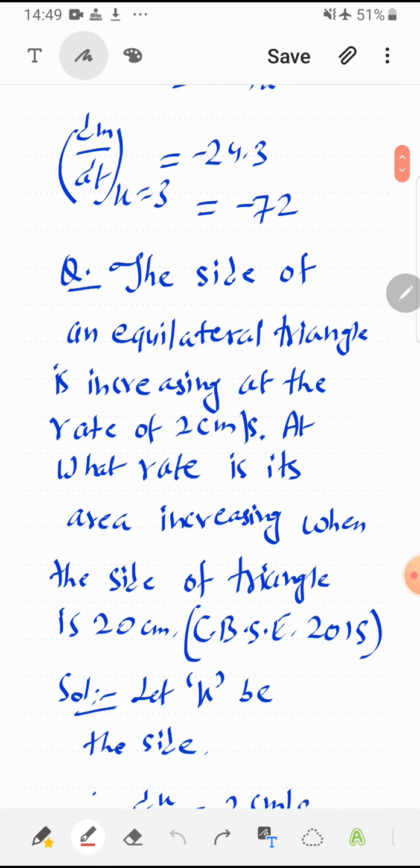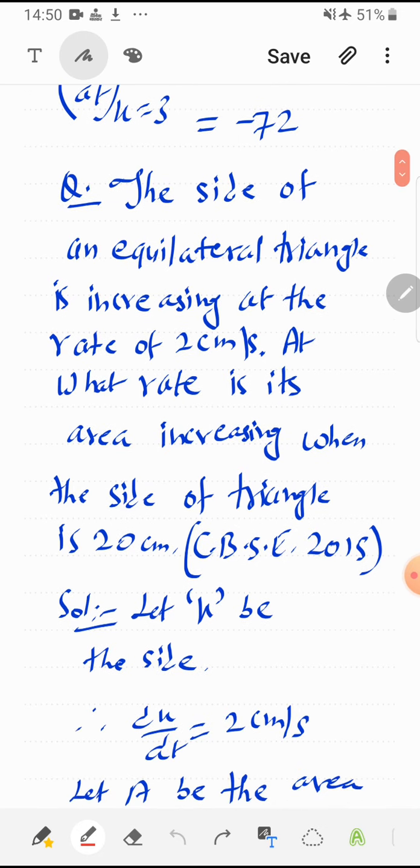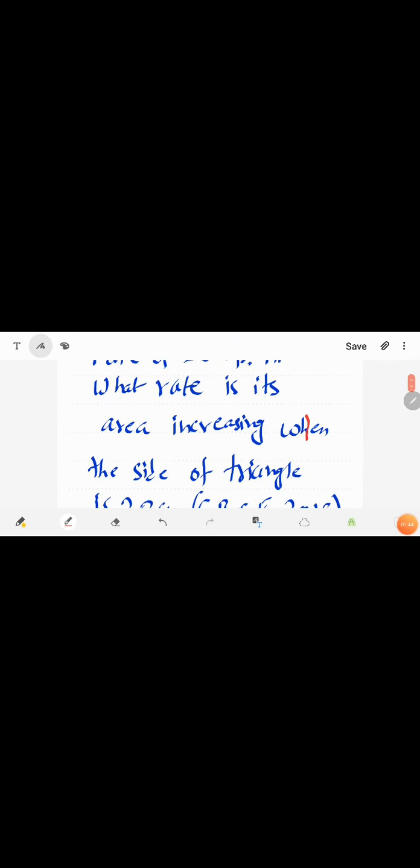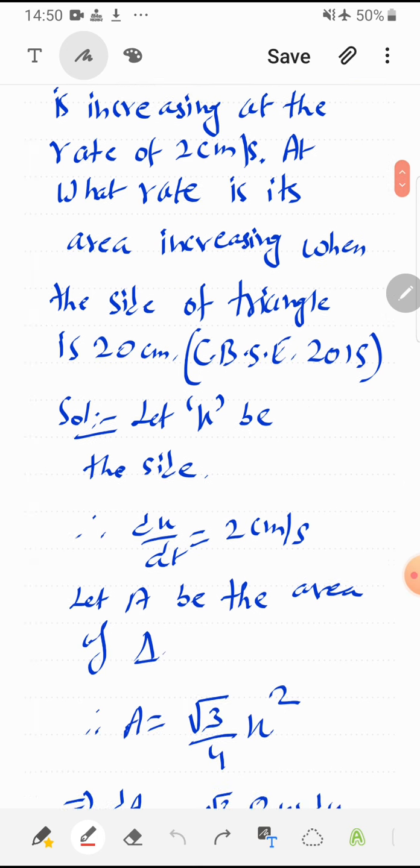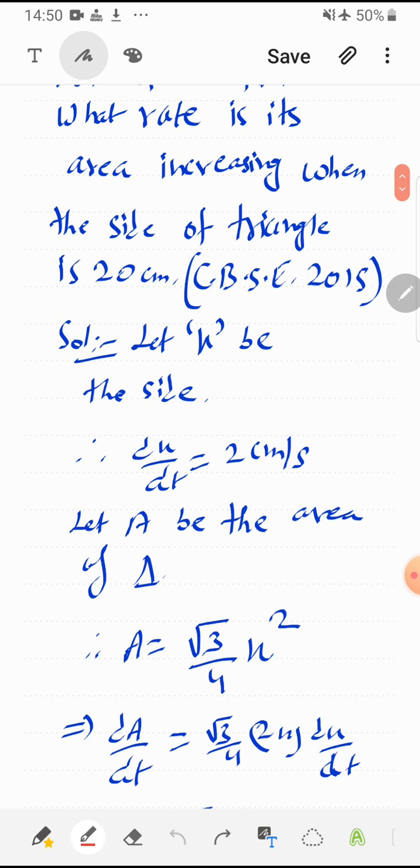Next question, again asked in the 2015 board examination. The question is this: the side of an equilateral triangle is increasing at the rate of 2 centimeter per second. At what rate is its area increasing when the side of the triangle is 20 centimeter? Now first of all, let us give a symbol to the side. Let x be the side of the equilateral triangle, so that dx by dt is 2 centimeter per second.